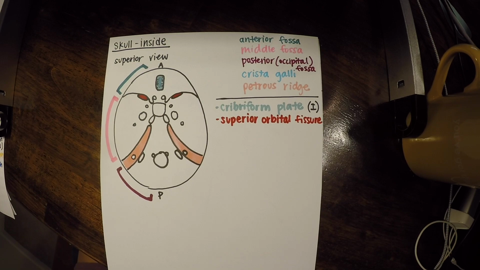And fissure is kind of another name for a foramen, but a fissure is just longer and more narrow, and a little bit jagged is basically what a fissure means. Now, through this superior orbital fissure, you actually have a bunch of different parts of cranial nerves traveling through it.